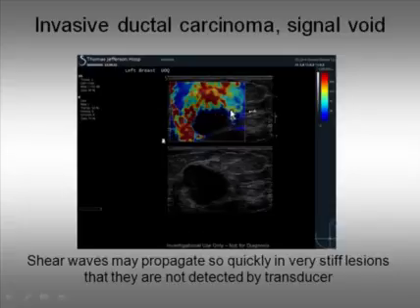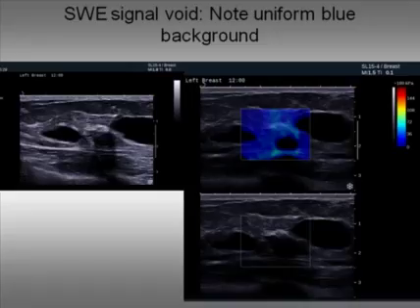The reason is probably because the tissue is so stiff that the shear wave is propagating so quickly that the transducer simply can't pick the signal up at all, and it shows up as a signal void. So not all signal voids are cysts. Sometimes they're malignant, and is there a way for us to tell the difference? Well, here is that signal void, which was a cyst, and the background tissue is absolutely completely normal, uniformly blue. So that's when you can look at a signal void and say, yes, it's fluid. If the background is normal, it's fluid.